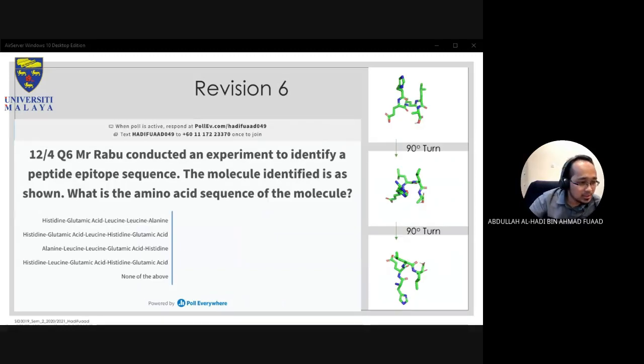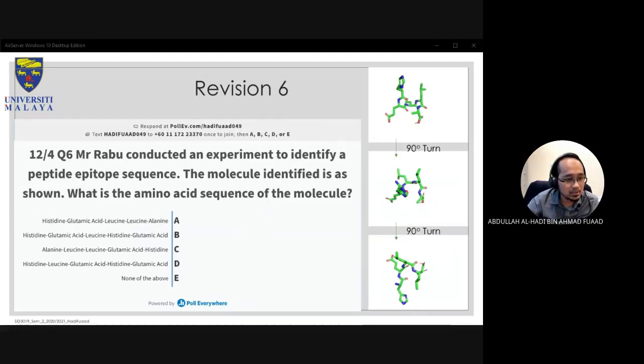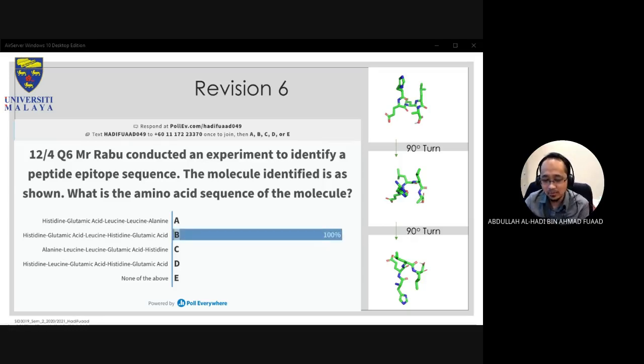Right, number 6. Which one is number 6? Okay, Mr. Rabu conducted an experiment to identify a peptide epitope sequence. The molecule identified is as shown. What is the amino acid sequence of the molecule?